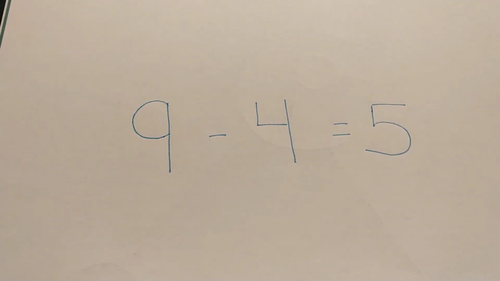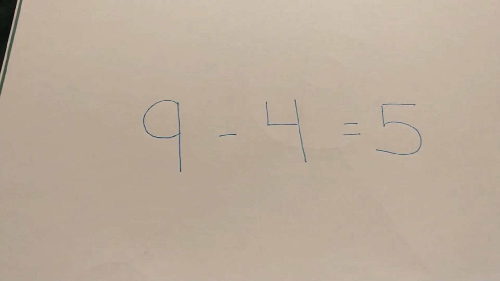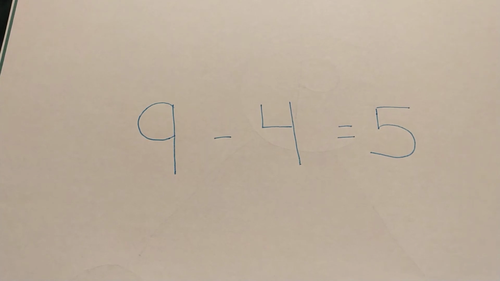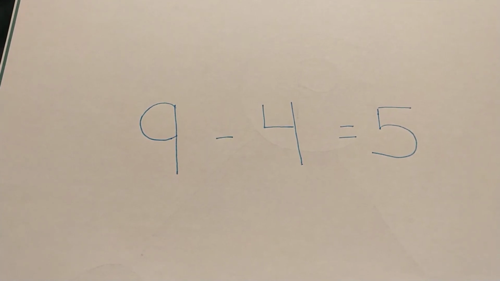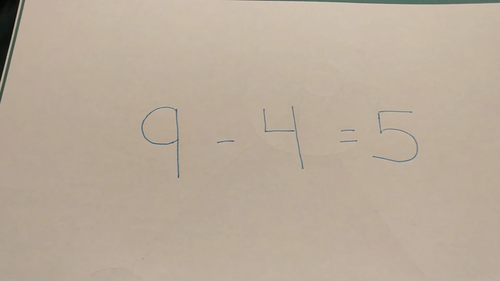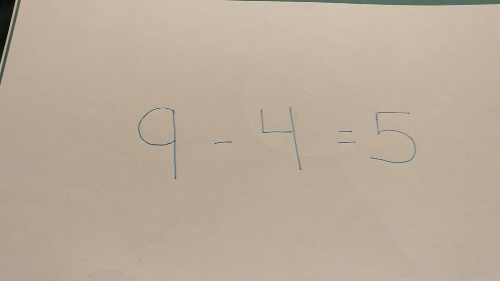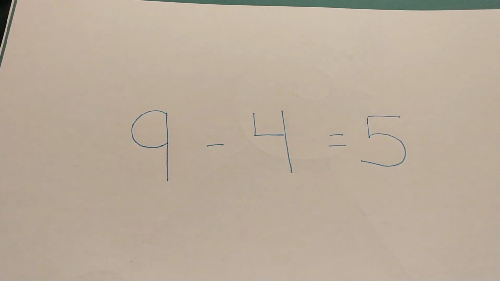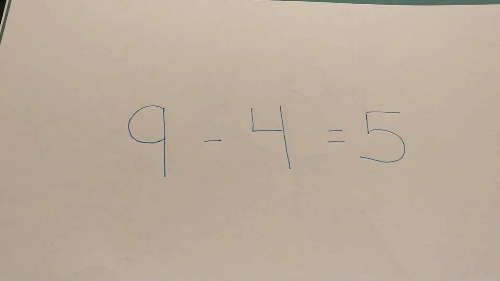Another way to solve this problem is by using a subtraction sentence. We know that we ended up with 9 bears, and we know we started off with 4. So to find the change, we subtract the 4 bears from the 9, and we find that 5 bears joined the game.